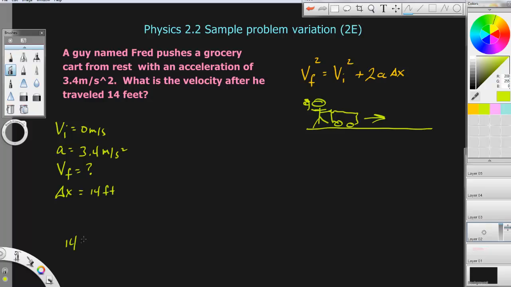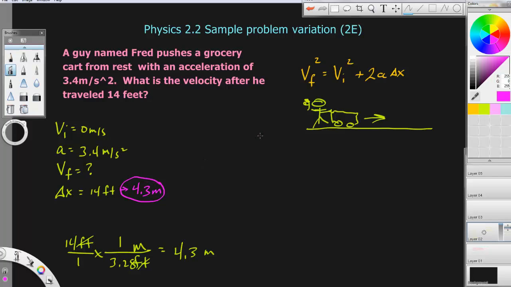So real quick, 14 feet over 1 meter is 3.28 feet. That cancels. So you got 14 divided by 3.28, which is somewhere around 4.3 meters. So this is the one we want to use because we got to get our units all agreeing.